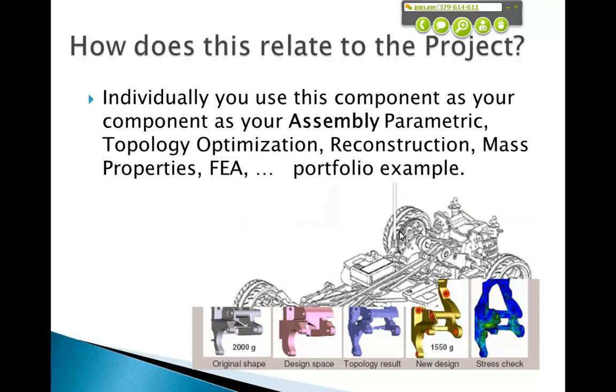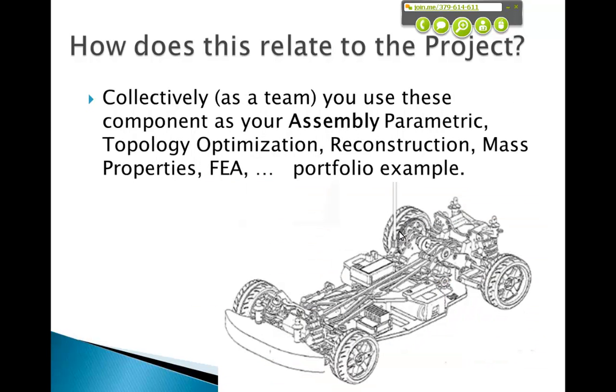As a team, you're going to want to take all of these portfolio pieces and combine them into a story that you tell about your assembly. So you're going to have an assembly parametric story. You're going to have an overall assembly topology story where you could even highlight, you could say, here is one of the support frames for the servo. Here is the chassis.